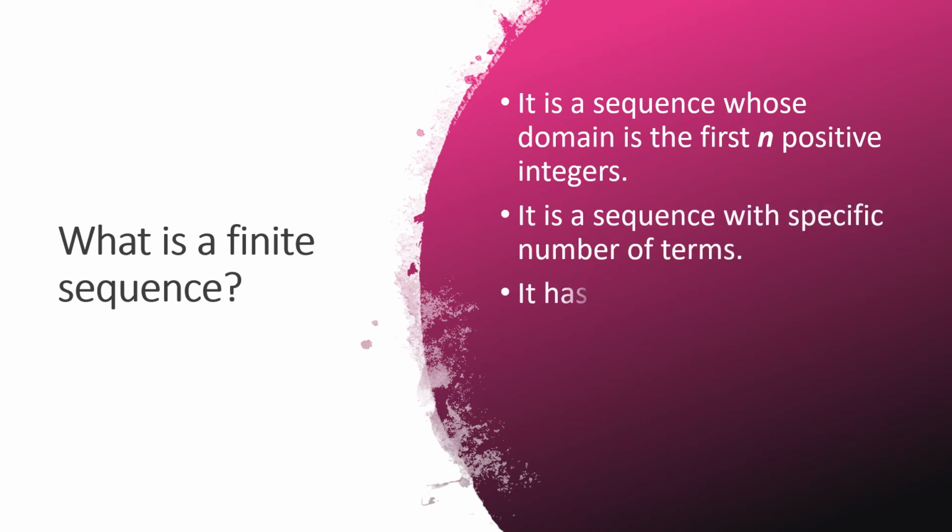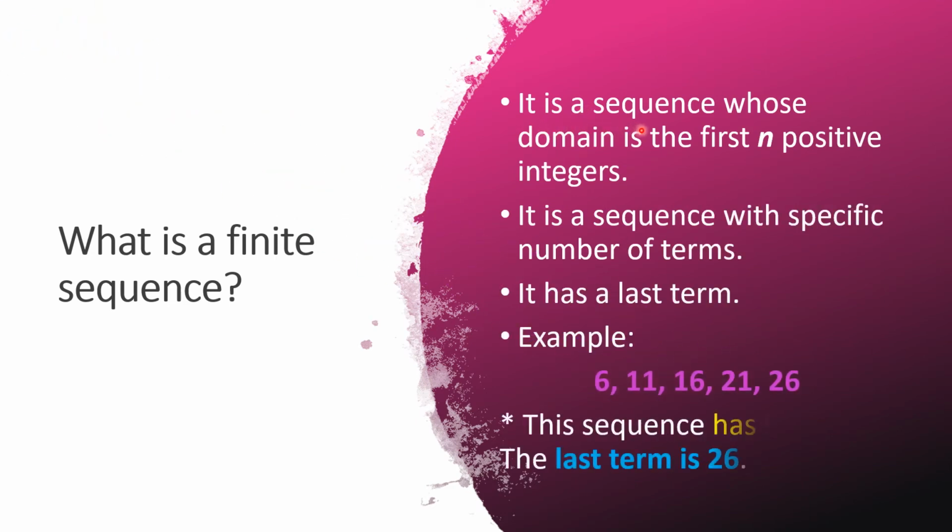Now, what is a finite sequence? It is a sequence whose domain is the first n positive integers. It is a sequence with specific number of terms. It has a last term. So for example, we have 6, 11, 16, 21, and 26. This sequence has 5 terms, and the last term is 26. Therefore, since it has a specific number of terms, which is 5, this can be considered as a finite sequence. And also, it has a last term, which is 26.